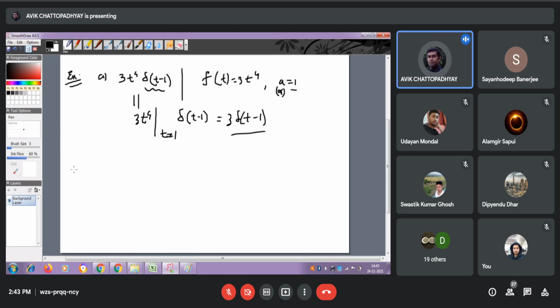Likewise, suppose we go for another example, say example number 2. This was 1, and this is example number 2. Now in this example, the expression that is given is something like this.